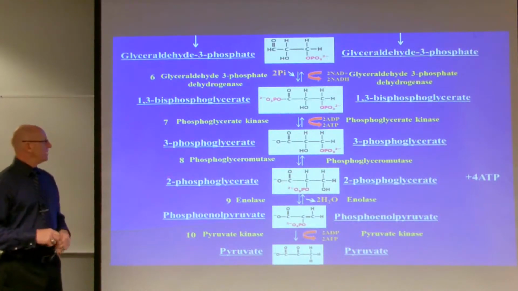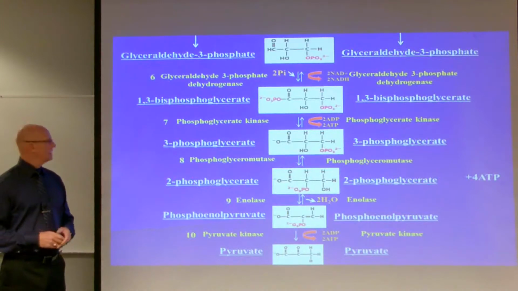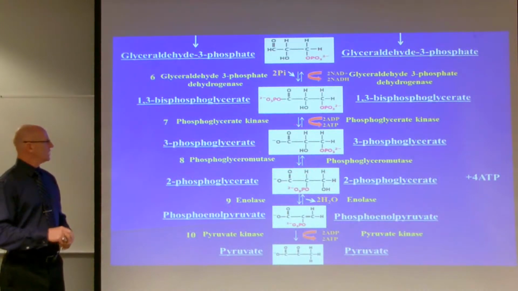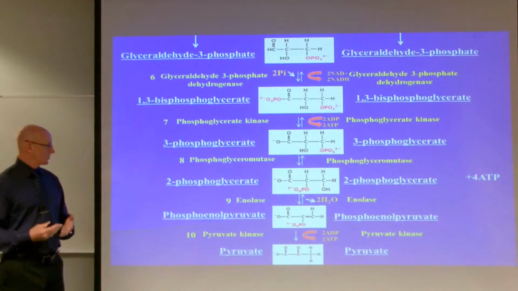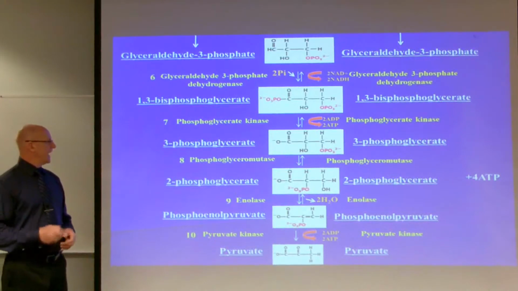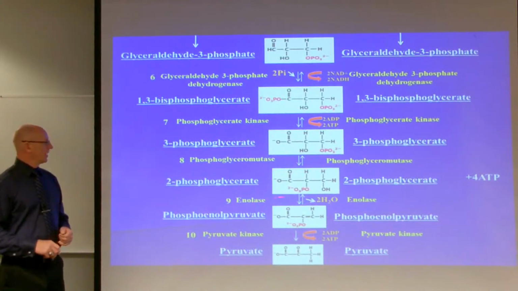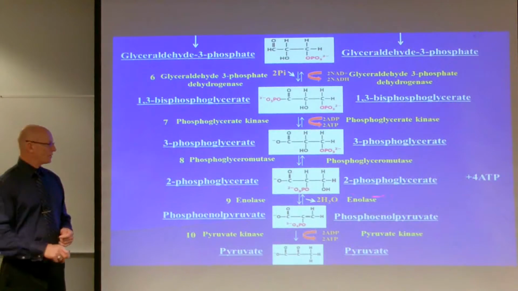Now step 8, phosphoglyceromutase, we're going to just rearrange this atom here. For each of these, we're going to change the phosphate over to the second carbon. So it's just a mutation of this, and we'll move that phosphate over. Now we have 2-phosphoglycerate, and then the 9th step, enolase, we're going to take out a molecule of water for each one, so that will be 2 molecules of water.